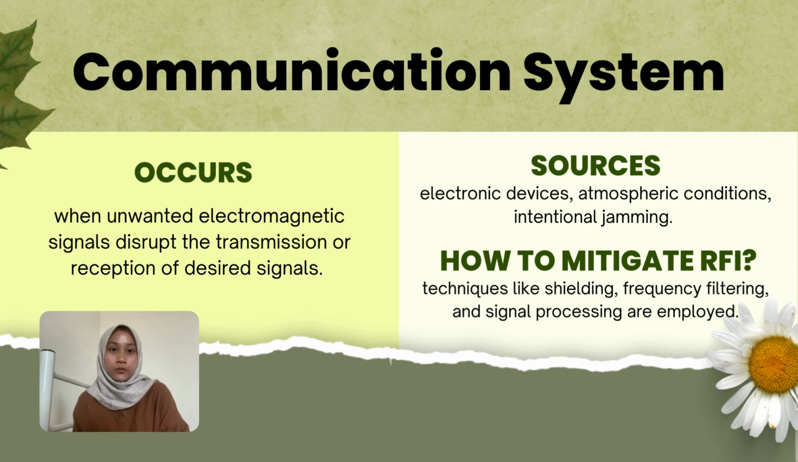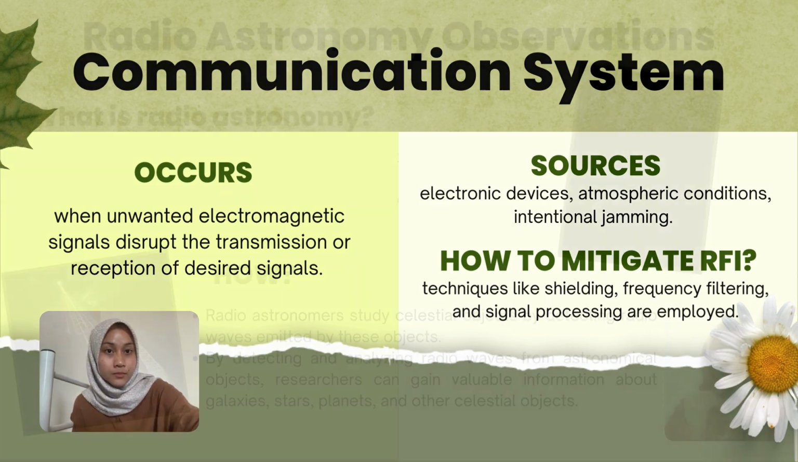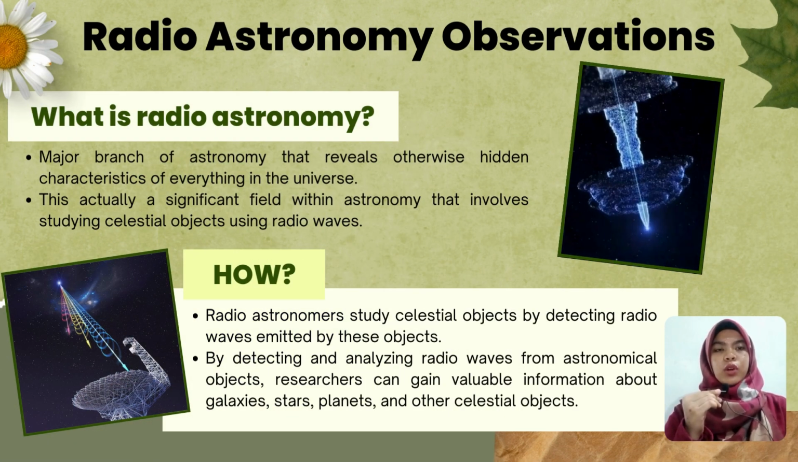Radio frequency interference in communication systems. RFI in communication systems happens when unwanted electromagnetic signals disrupt the transmission or reception of desired signals. There are some sources of it, such as electronic devices, atmospheric conditions, and intentional jamming. So, how do we mitigate RFI in communication systems? We can use techniques like shielding, frequency filtering, and signal processing.